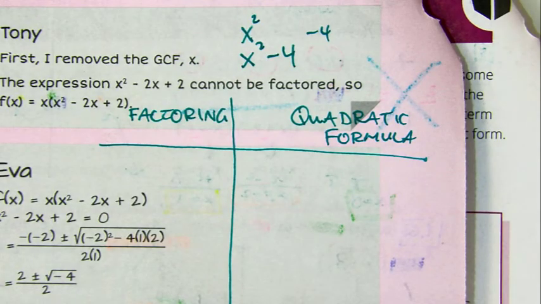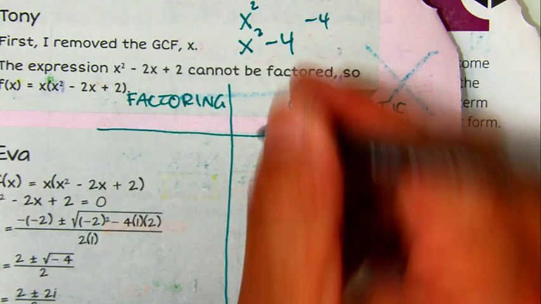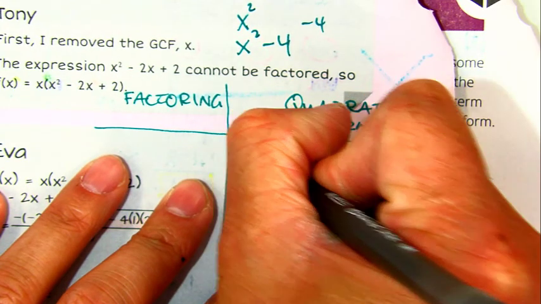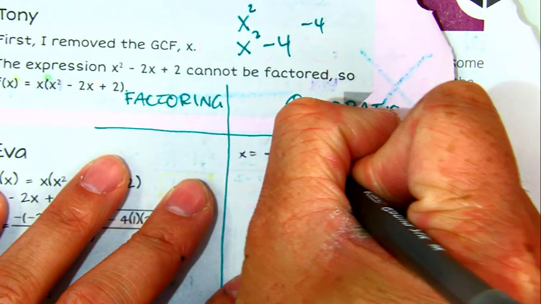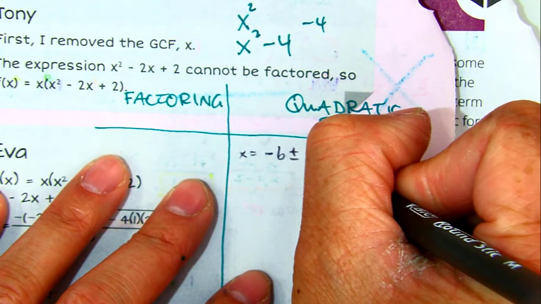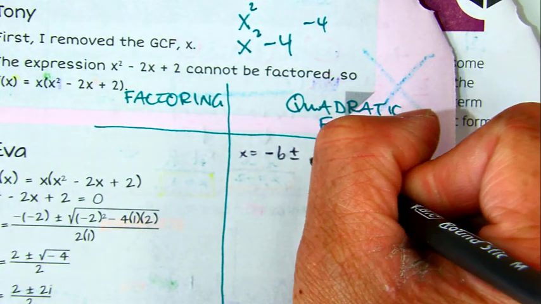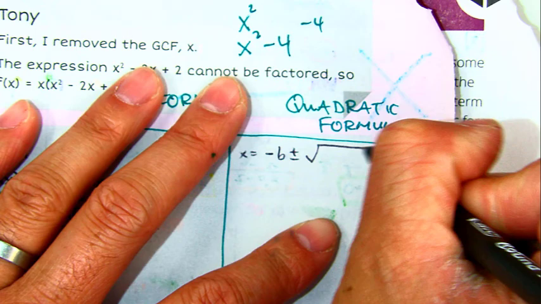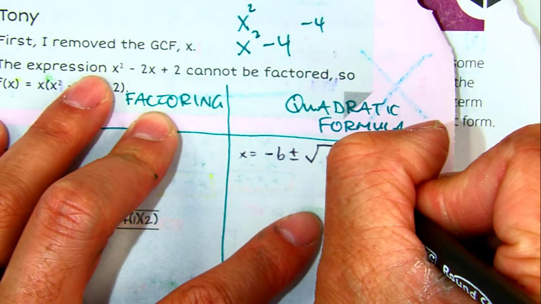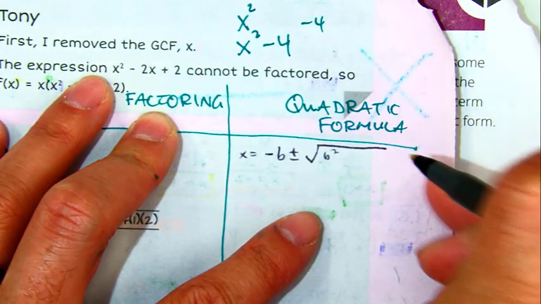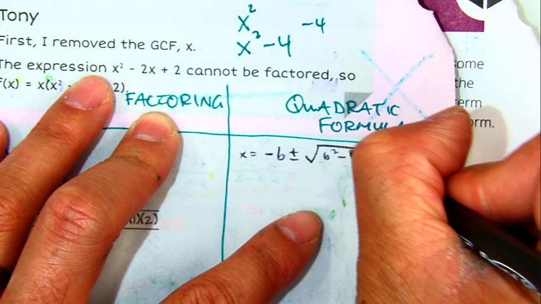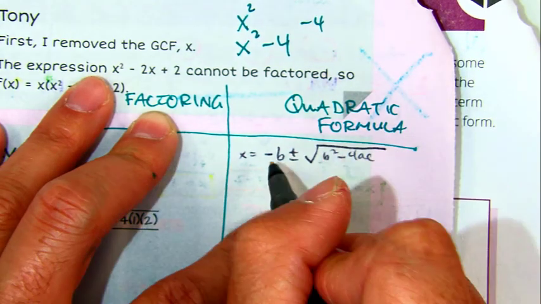Alright, Alex, which one do you want us to help you with? Factoring or quadratic formula? What is the quadratic formula? Negative b plus or minus the square root of b squared minus 4ac, then all divided by 2a.